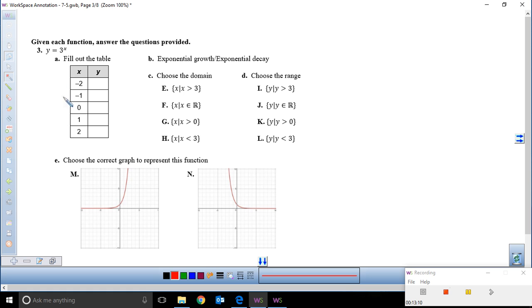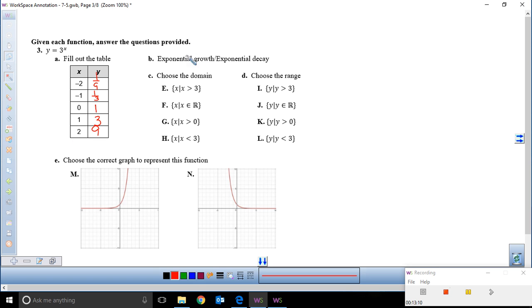So just like we did on number 1 and number 2, they give us an x value of 0, and I'm going to substitute that in for x. 3 to the 0 power is 1. They give us an x value of 1. 3 to the first power is 3. They give us an x value of 2, so 3 to the second power is 9. And then we're going to go to the negative exponents. 3 to the negative first power is going to be the reciprocal of 3 to the first power, so that's going to be 1 over 3. 3 to the negative second power will be the reciprocal of 3 to the second power, which is 1 over 9.